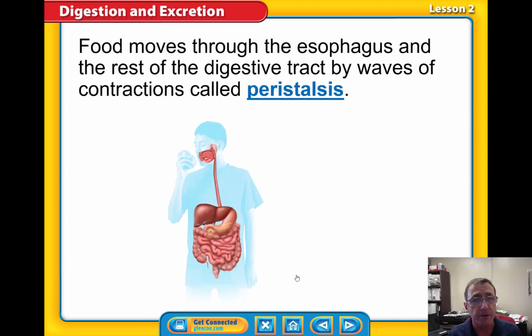So food moves through the esophagus and the rest of the digestive system by waves of contractions called peristalsis. Please make sure you know how to say that word, peristalsis. And again, that's that organized contraction of muscles all the way through the system that moves the food along in whatever form it is. And when you think about it, it's really great that that is an involuntary muscle that works. You don't have to think about digesting food.